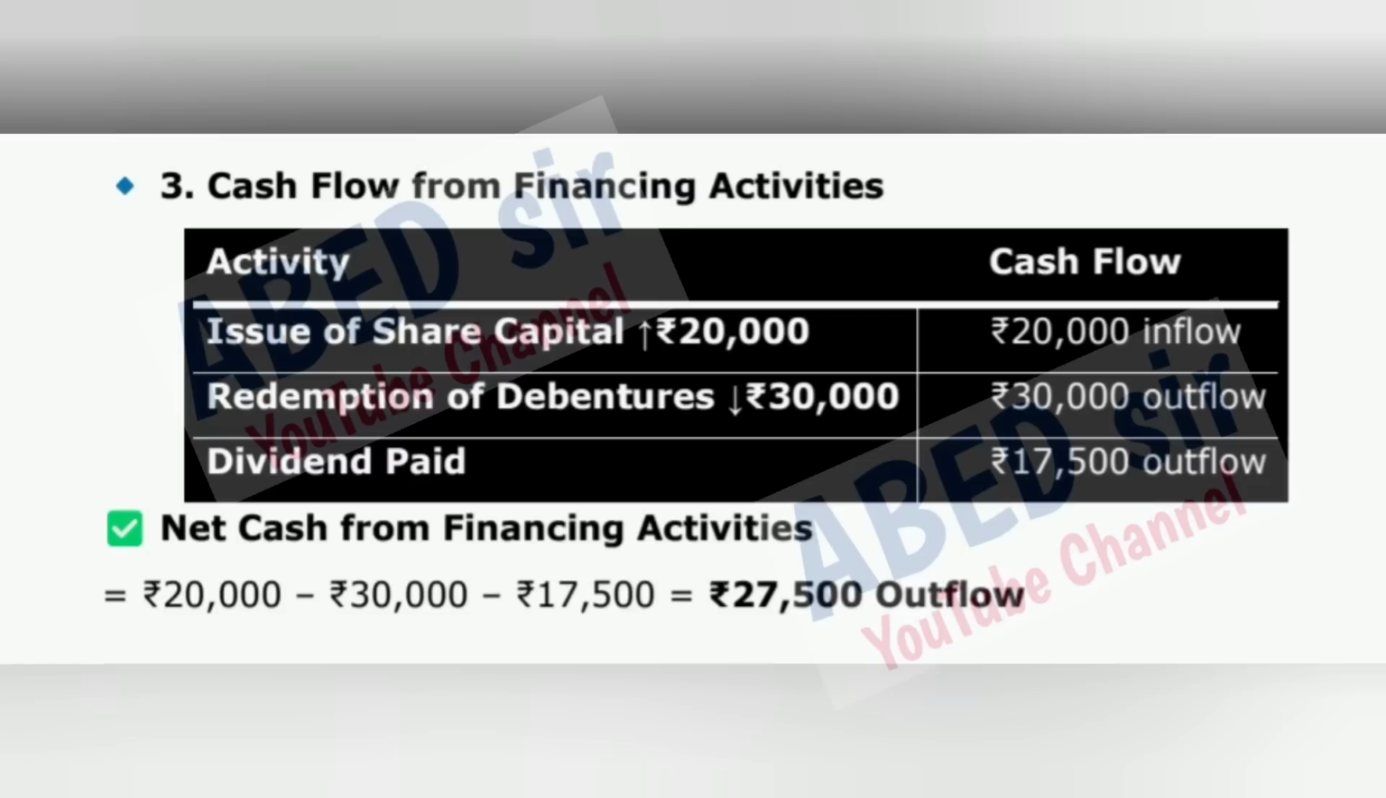3. Cash flow from financing activities. Issue of share capital, 20,000 rupee inflow. Redemption of debentures, 30,000 rupee outflow. Dividend paid, 17,500 rupee outflow. Net cash from financing activities is equal to 20,000 rupees minus 30,000 rupees minus 17,500 rupees, which is equal to 27,500 rupee outflow.